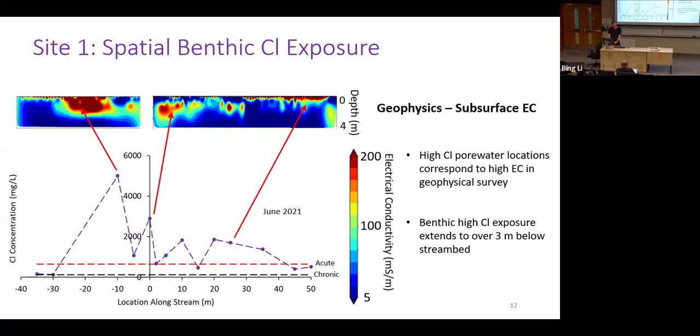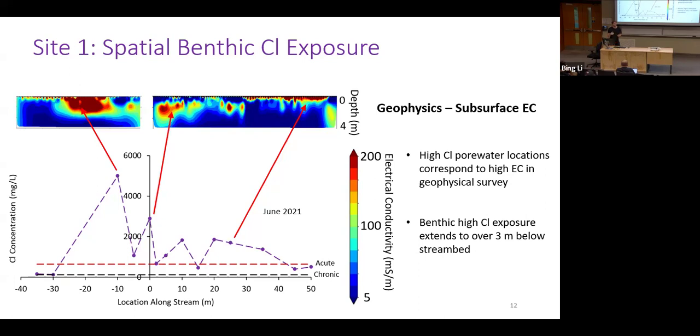Now looking at depth, this is using the geophysics, which is measuring electrical conductivity below the stream to 4 meters depth here. The red zones are high EC, which is associated with high chloride. So these high EC zones align with the high chloride zones measured in the wells, and they extend to about 3 or 4 meters depth. The wells are only 20 centimeters deep, so near the surface, but it seems like the exposure actually goes to about 3 meters depth below the stream.